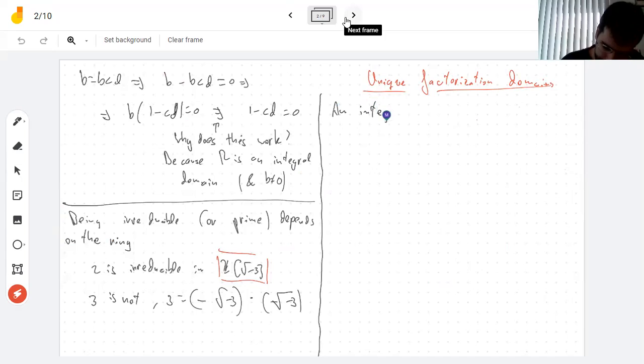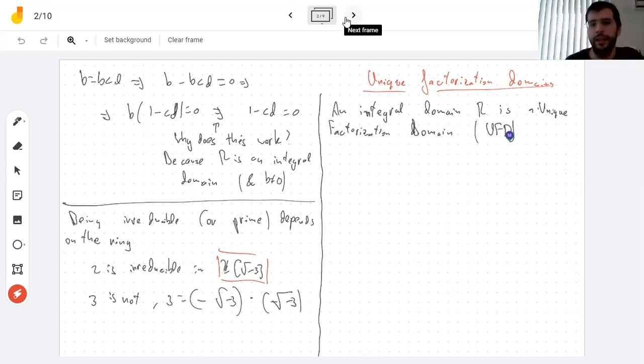So this is a definition. An integral domain R is a unique factorization domain, and this is a terribly long word, so we just say UFD, if two things happen. Well, the two things are that I can factor anything and that the factorization is unique.